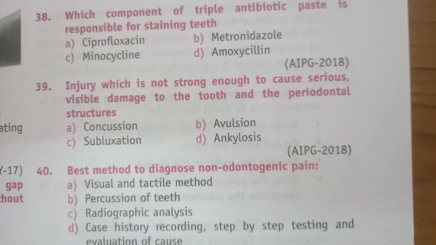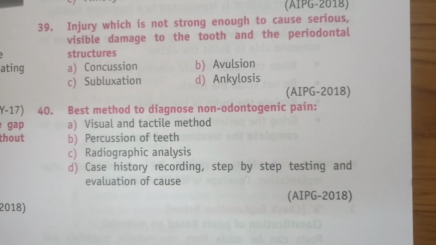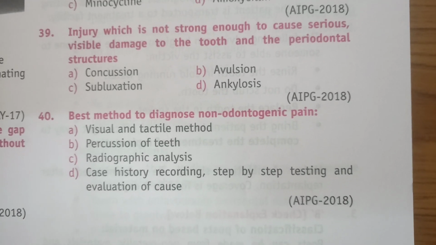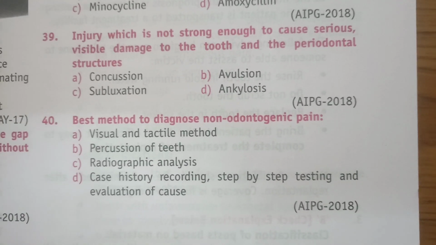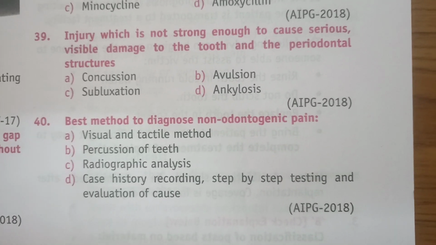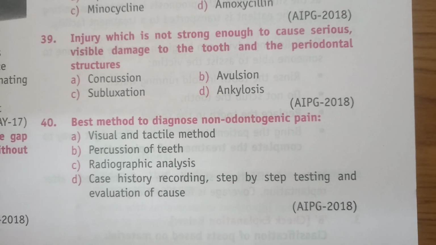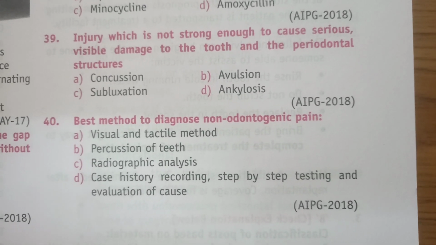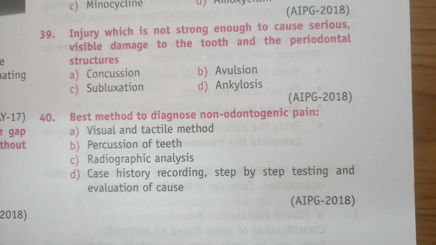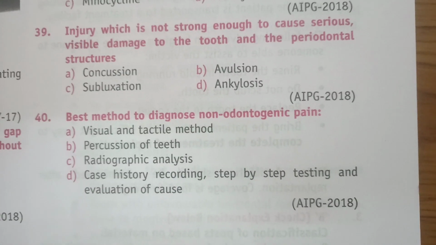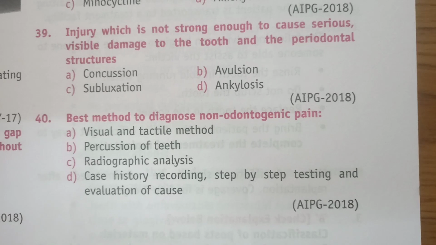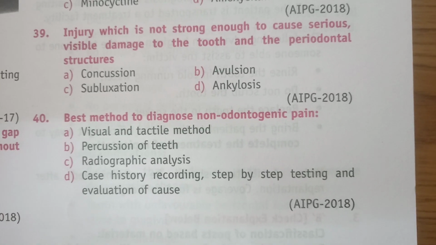Now the last question of this series. Best method to diagnose non-odontogenic pain. Visual and tactile, percussion of teeth, radiographic analysis, case history recording, step-by-step testing and evaluation of case. The answer is D, case history recording, step-by-step testing and evaluation of case.